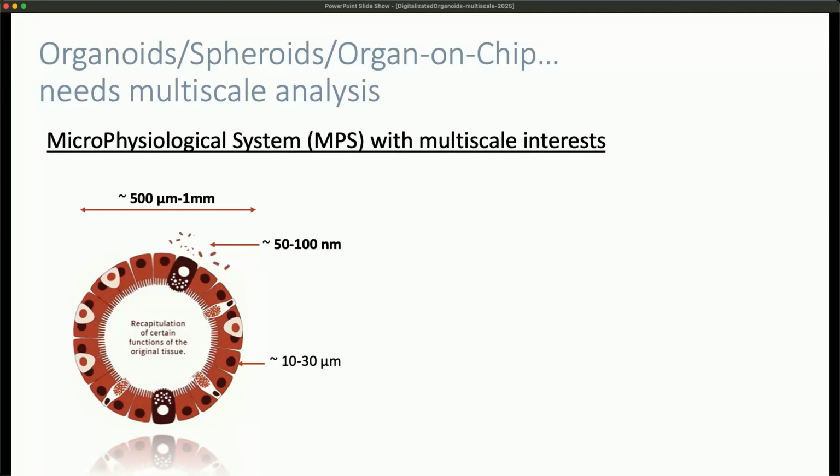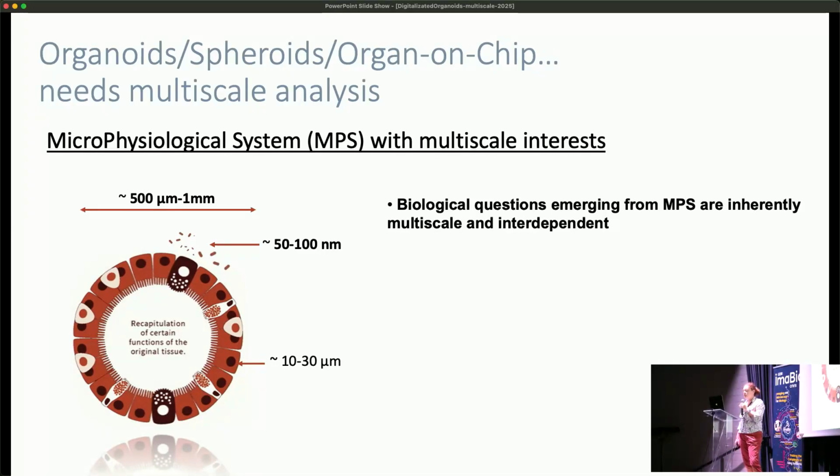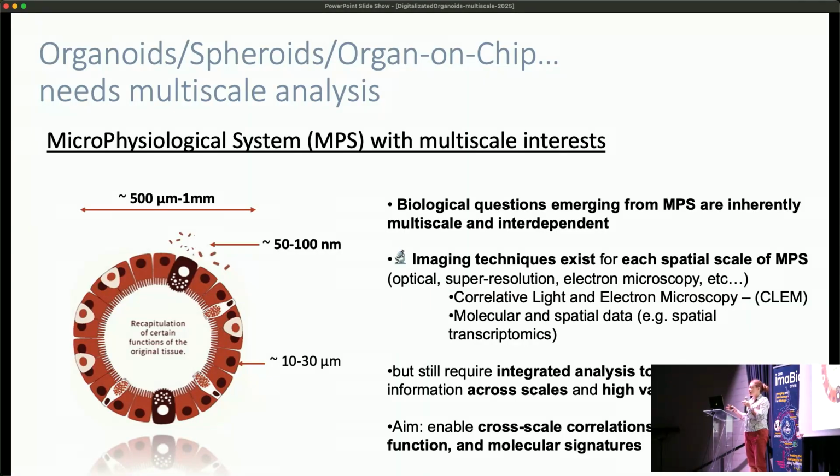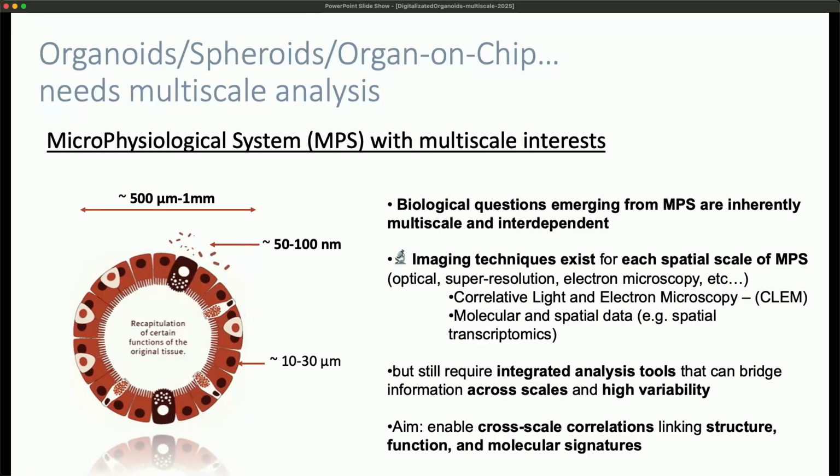And you will see that this multicellular level to address in the field of organoids is not so simple, also because it's a new technology, new method, and it's not so easy to address that, even though there are some imaging techniques that already exist, especially to bridge together some multiscale, like for example, correlative light and electron microscopy, or also spatial transcriptomics. So this is the kind of thing that you can find anywhere here, so it exists already. The problem here is that we still need to integrate analysis tools to be able to bridge all this information across the scales. And once again, here we want to bridge structure with function and with molecular signature.